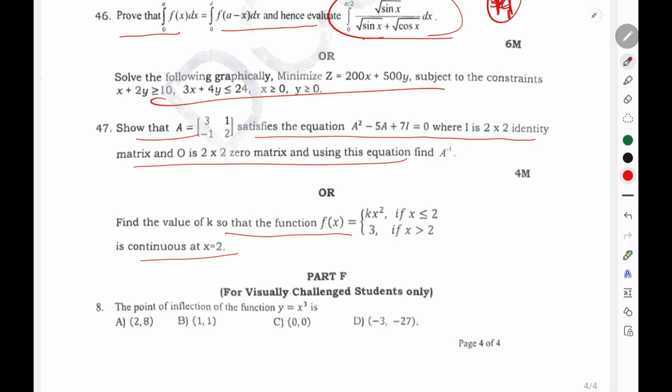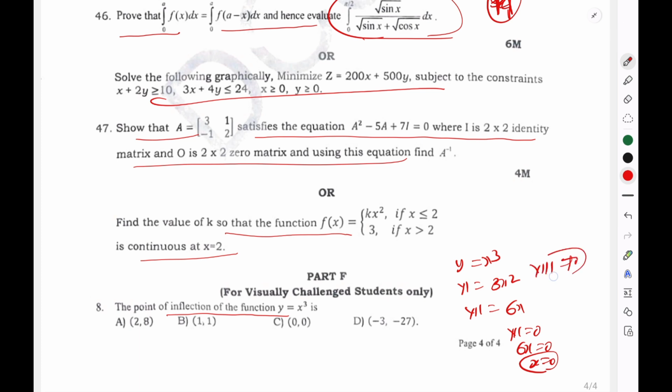This is a differentiable function. So how to get the point of inflection? In class I told you that if y is x cube, then you find y dash, 3x square. Find y double dash, 6x. Put y double dash equals 0. It means 6x equals 0. So x value is 0. So at x equals 0, you may have a point of inflection provided your triple derivative should not be 0. What is the triple derivative? 6. 6 is non-zero, so obviously x equals 0 is a point of inflection. 0 comma 0, corresponding to x equals 0, y is also 0. So this is the point of inflection.